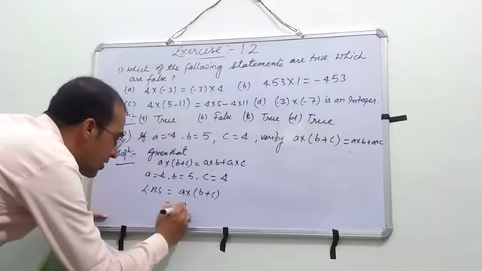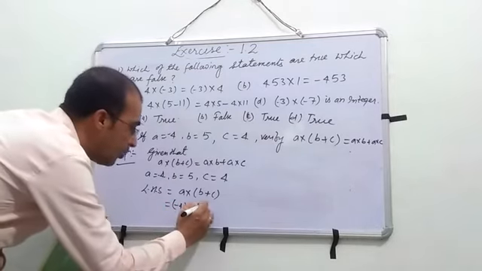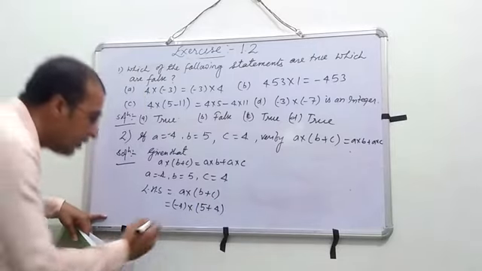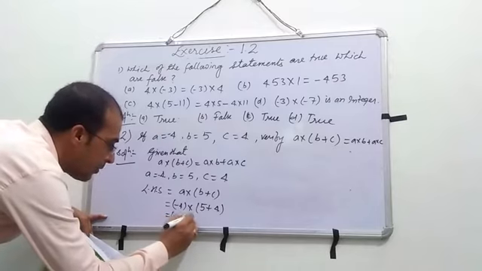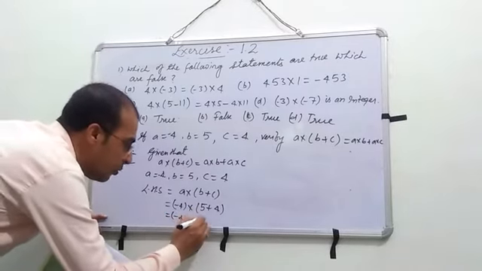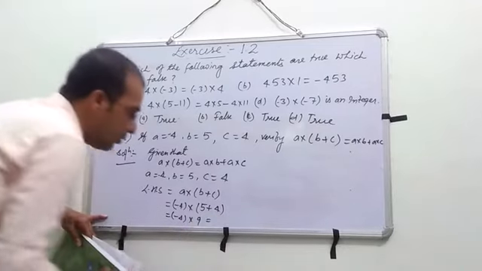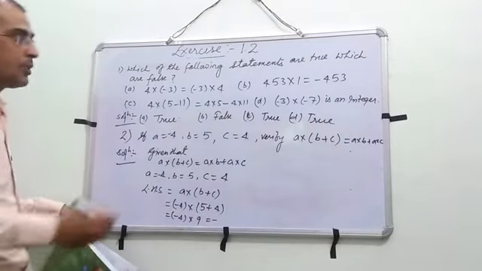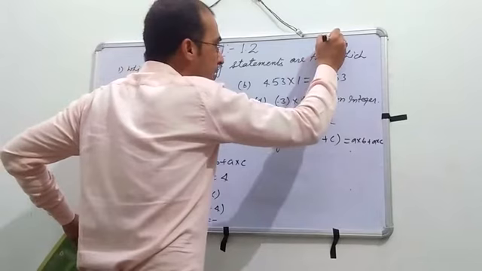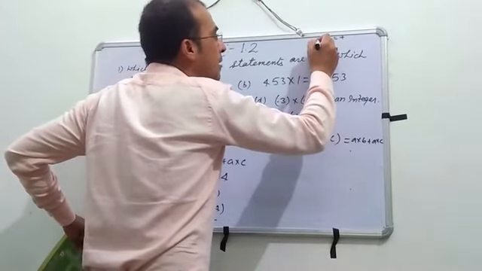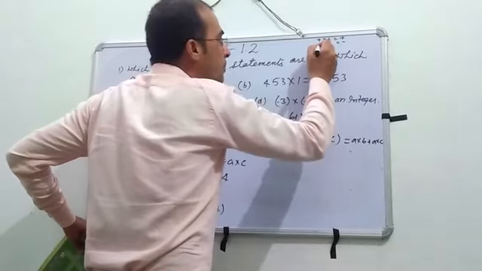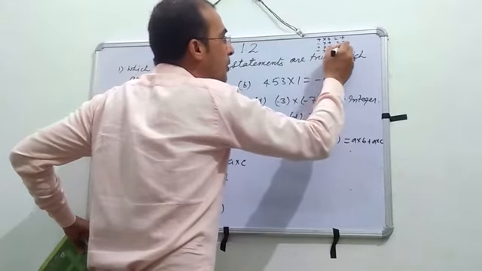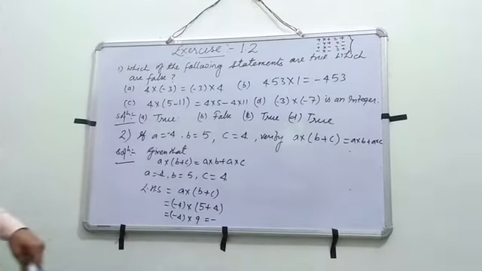A equals minus 4 into what is B? B equals 5 plus what is C? C equals 4. Is it clear? Now minus 4 into 5 plus 4 equals 9. Minus into plus equals minus. We know the sign rules: plus into plus equals plus, minus into plus equals minus, plus into minus equals minus, and minus into minus equals plus. I have discussed this multiplication.